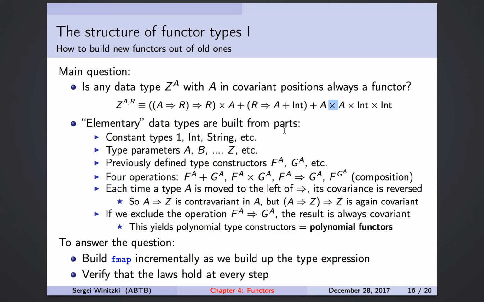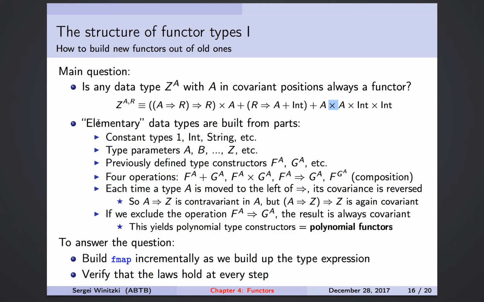We took an either, and under the either we had some data types that we defined and so on. So that's a composition of functors, or type constructors. And we have noticed that every time that some type is moved to the left of an arrow, its covariance is reversed. So this would be contravariant in A, and this is again covariant in A. And so does this intuition always work? Or are there some cases when this is wrong, that this is not the right functor, or the laws don't hold?